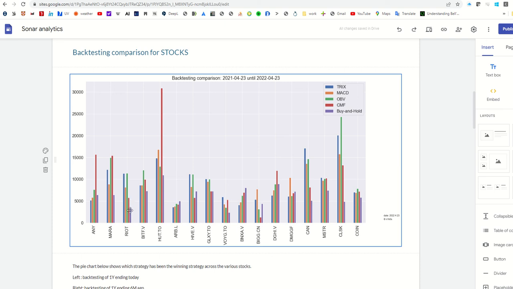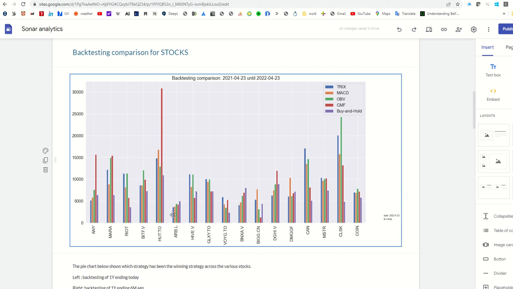Riot, here we see the buy and hold is very low, which makes sense because Riot is coming from something like $80 up to today's value, which is something like 12. But if we would trade using on-balance volume, we would even make a gain. That would be great. Hut 8: the best strategy by far, for some reason, is Chaikin money flow, which would end up at something like 30,000.